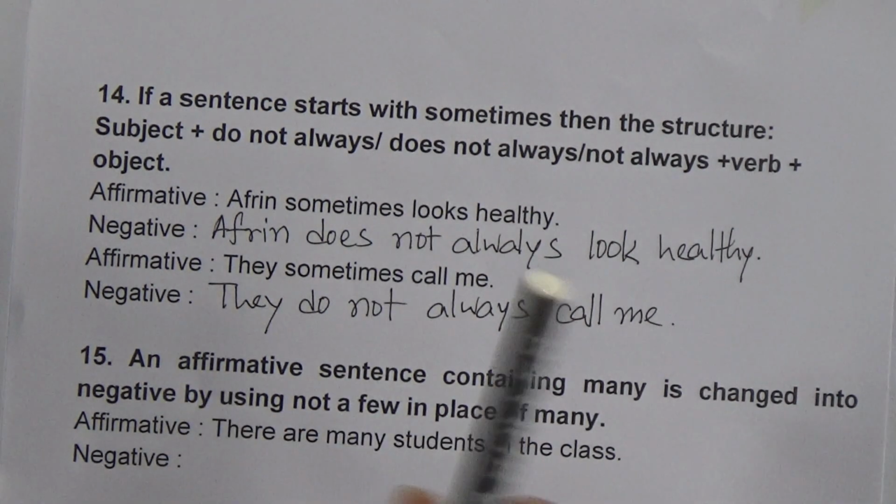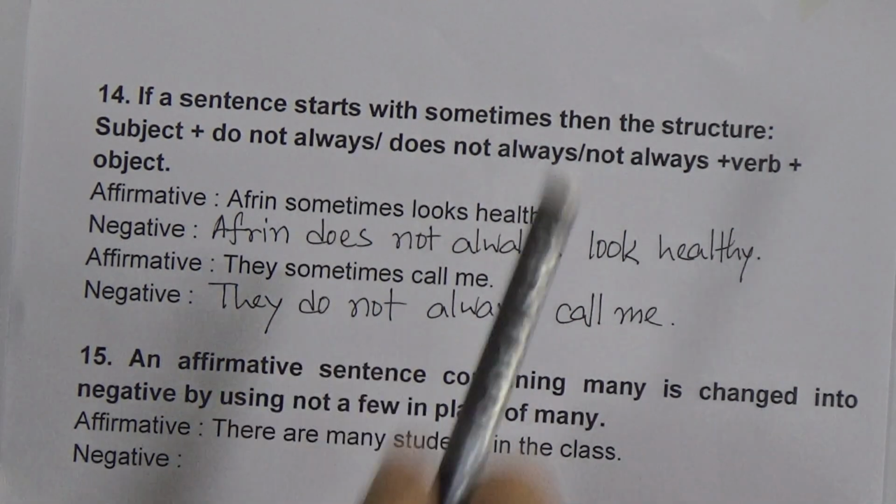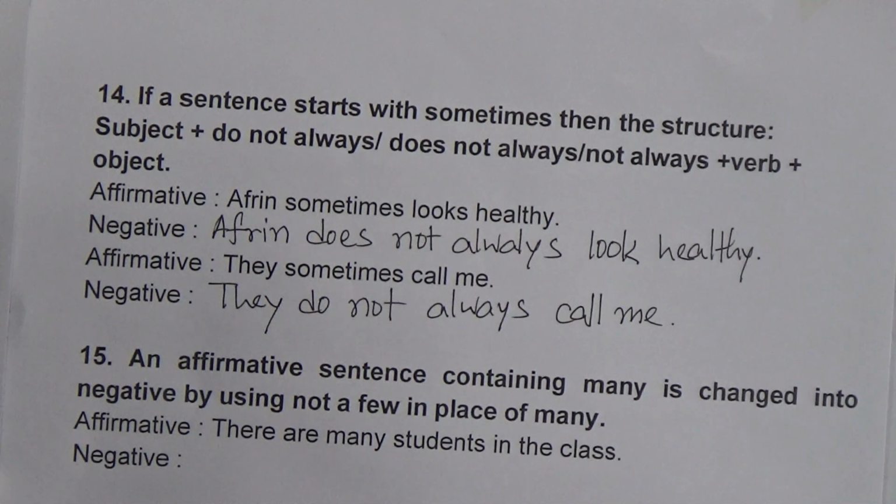So if you find "sometimes," you will write "does not always" or "do not always" according to the subject. Now next rule, rule number 15: an affirmative sentence containing "many" is changed into negative by using "not a few" in place of "many." So that is the example of an affirmative sentence, and we will change it to negative.